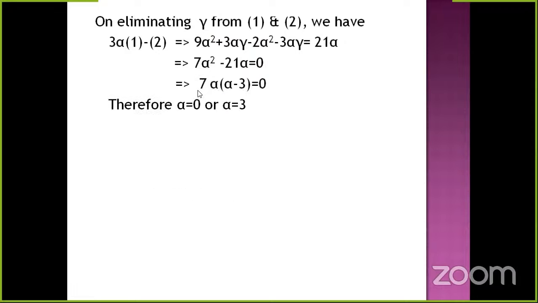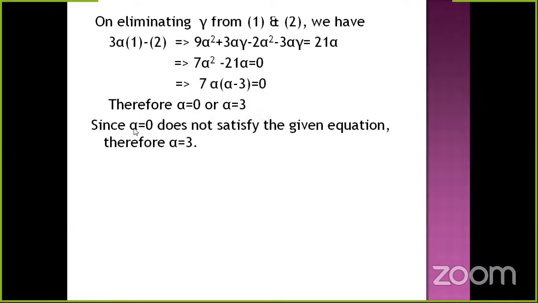Since 7 cannot be equal to 0, either alpha is equal to 0 or alpha minus 3 equal to 0, that is alpha equal to 3. But you observe that if I substitute alpha equal to 0 in our given cubic equation, it does not satisfy. It does not satisfy means it is not a root, but alpha is a root. So alpha value cannot be equal to 0. Therefore, alpha value should be equal to 3.